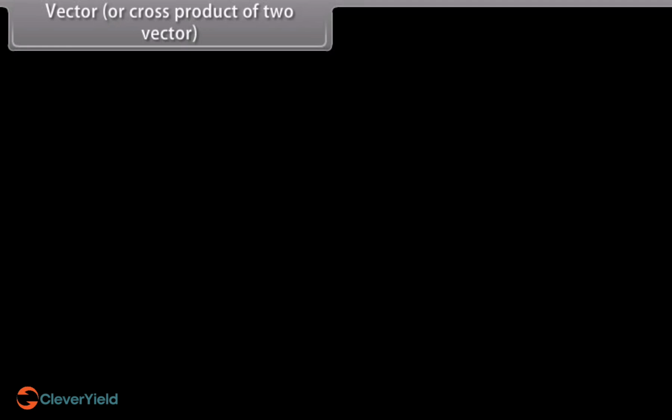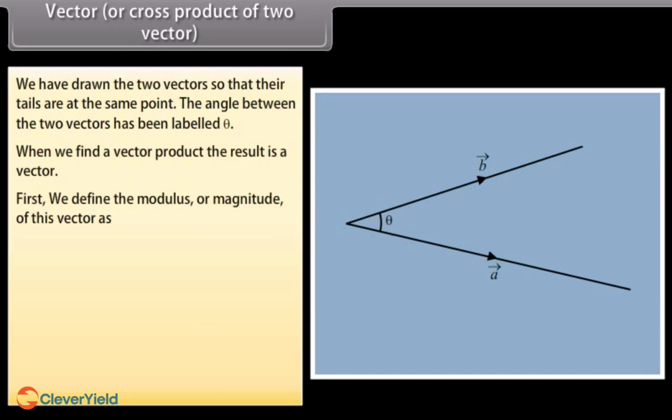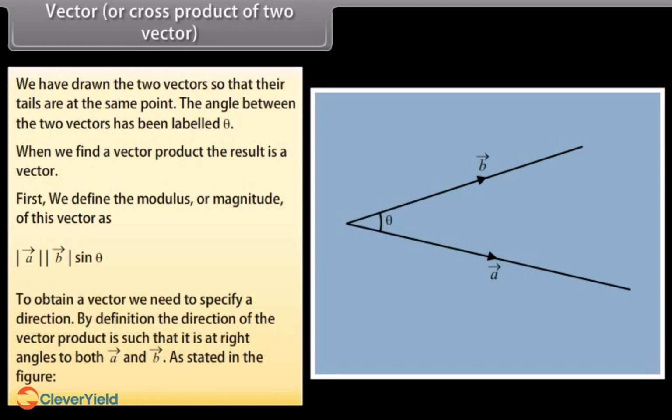Vector or cross product of two vectors. We have drawn the two vectors so that their tails are at the same point. The angle between the two vectors has been labeled theta. When we find a vector product, the result is a vector. First, we define the modulus or magnitude of this vector as the magnitude of vector A times the magnitude of vector B times the sine of theta. To obtain a vector, we need to specify a direction.